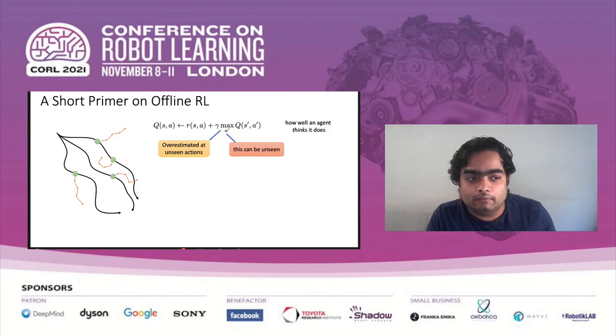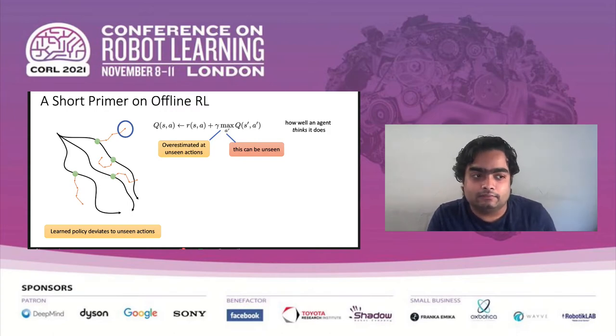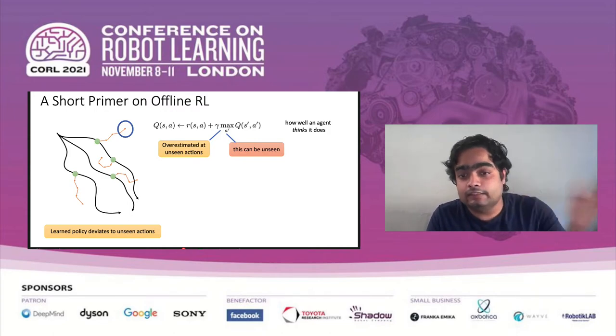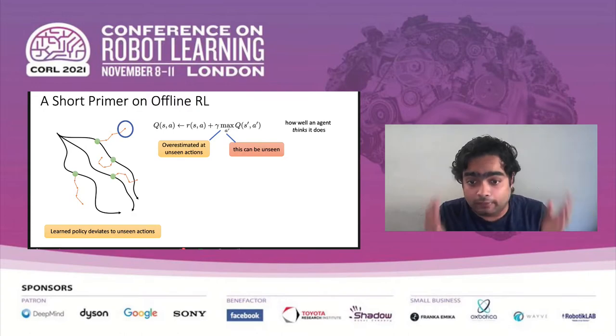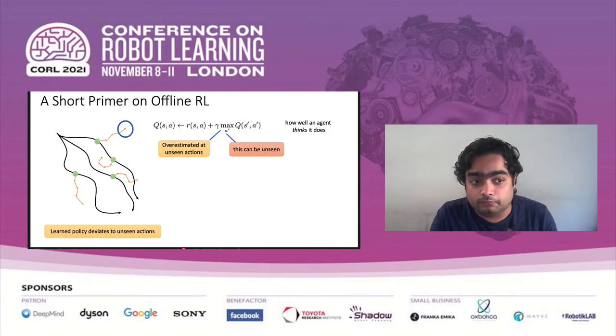And what effect this will have is that it will cause your learned policy to deviate away from your data set. So if your data set are these black trajectories, it will cause you to go to unseen regions, which the agent is thinking are quite good because they have really high Q values, but they actually may not be good in terms of the reward because those regions might just be unsafe. It could be a car crashing on your road.